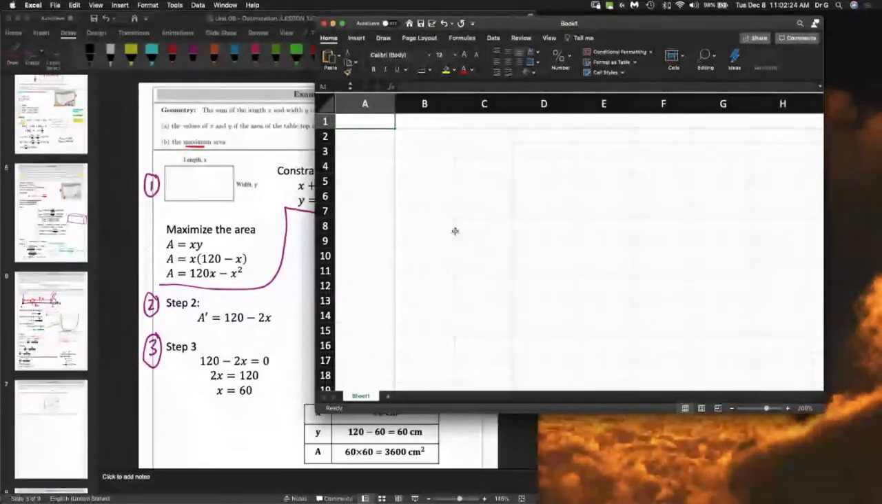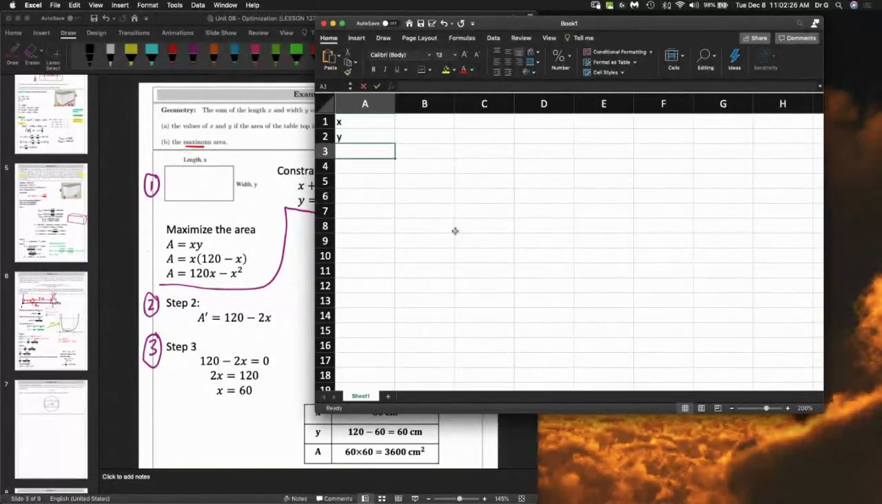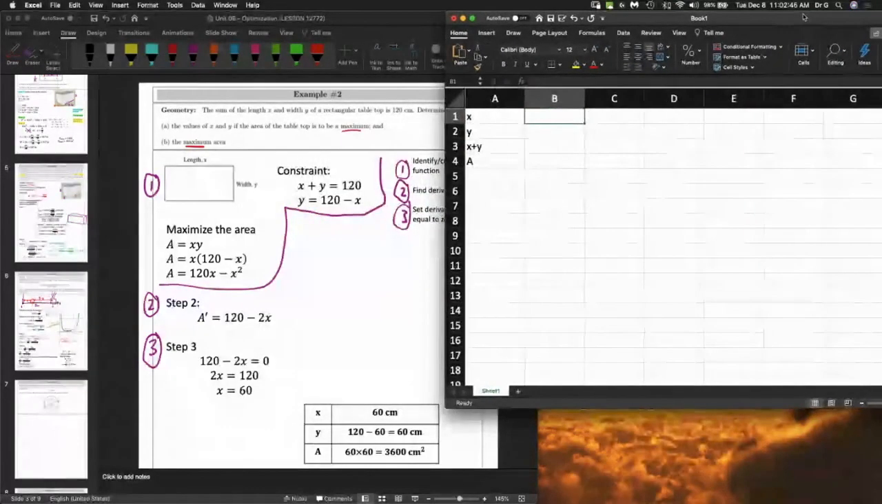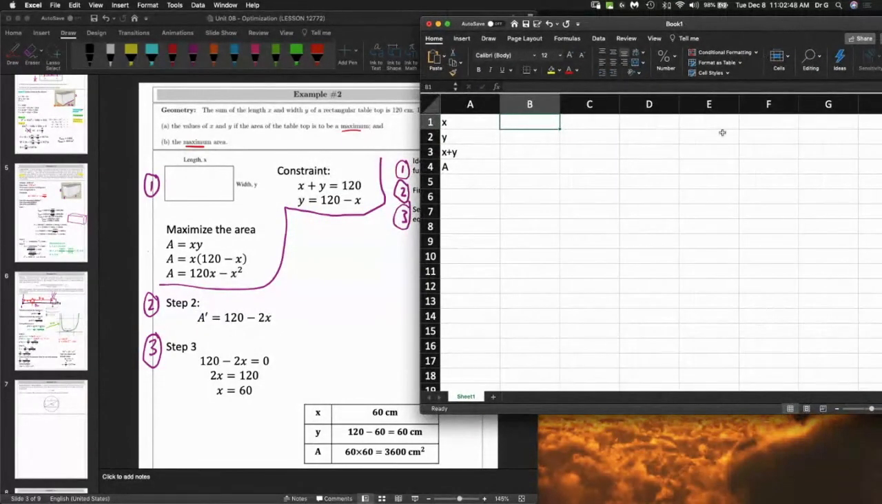So we have X, Y, and then area. And I'll say here the constraint. So these are all labels, okay? So I'm just going to put a value for x and y. They're going to be wrong. It says that it has to add up to 120. So I'm going to put 110 and 10. Obviously, 110 and 10 are wrong.